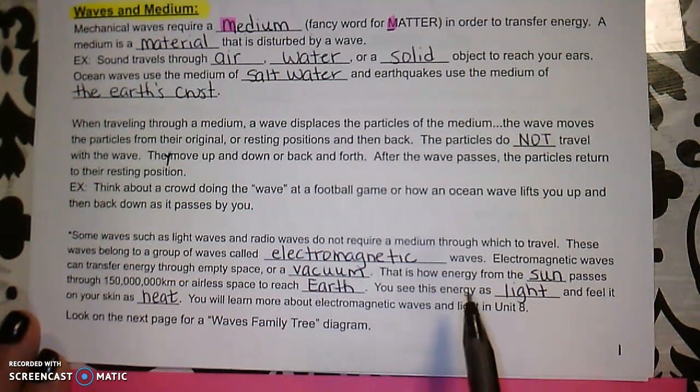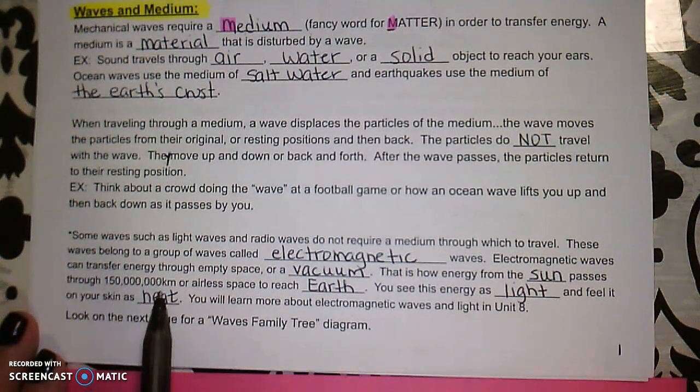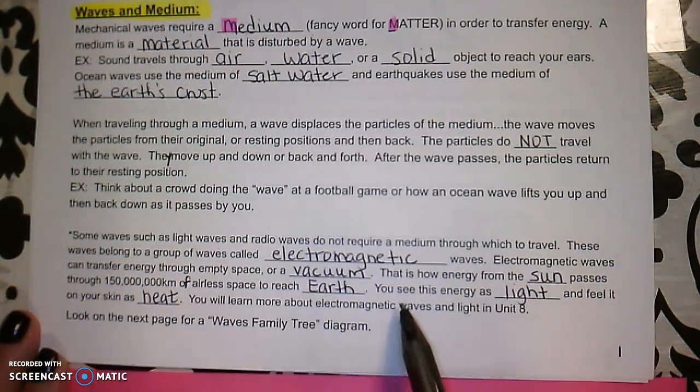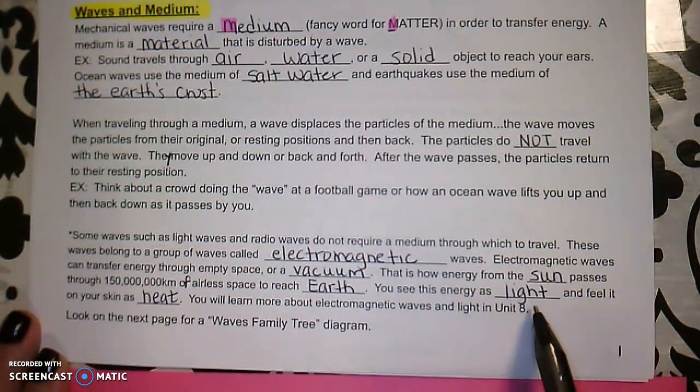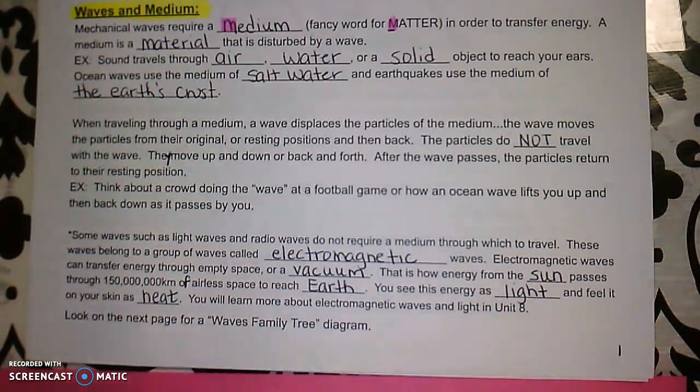That is how energy from the sun passes through 150 million kilometers of airless space to reach Earth. That's a typo. Let's fix that. You see this energy as light and feel it on your skin as heat. You will learn more about electromagnetic waves and light in Unit 8. Look on the next page for the waves family tree diagram.